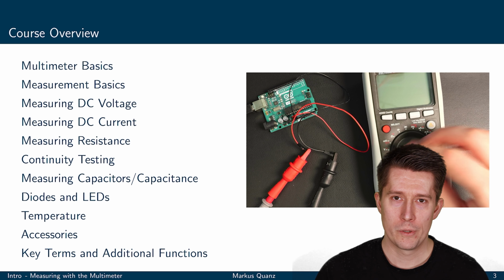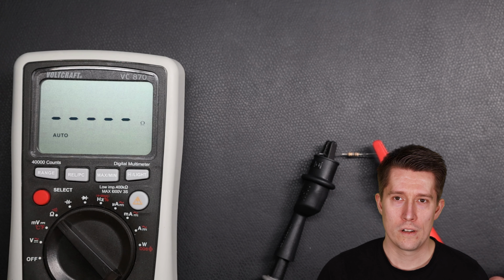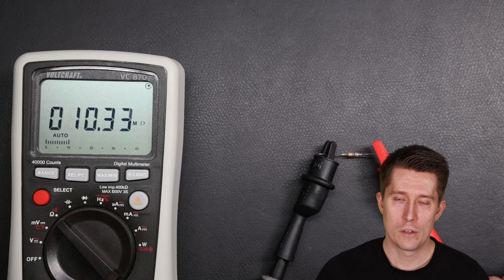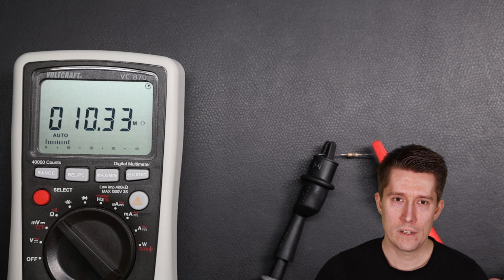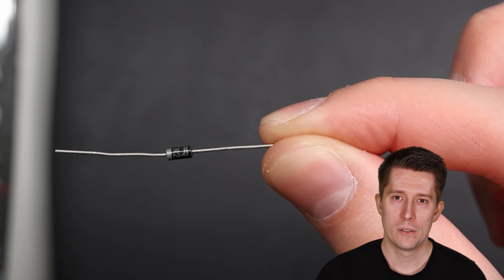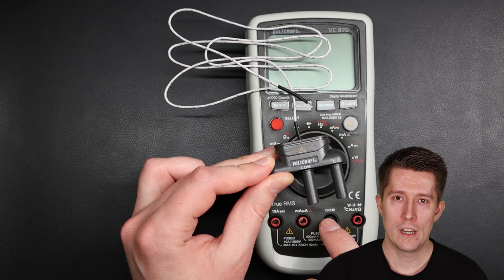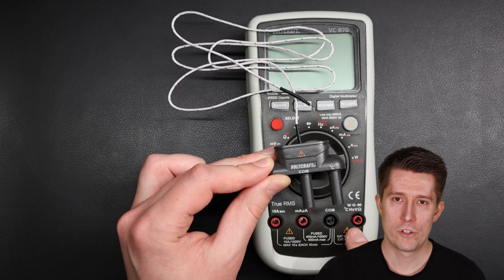We start by measuring DC voltage and current. Then I'm going to show you how to measure the key values of components, for example, of resistors and capacitors. So we are going to measure the resistance and the capacitance. You also learn how to perform continuity tests and how to test diodes and LEDs. Finally, I'm going to show you how to measure temperature with your multimeter by using a temperature sensor.